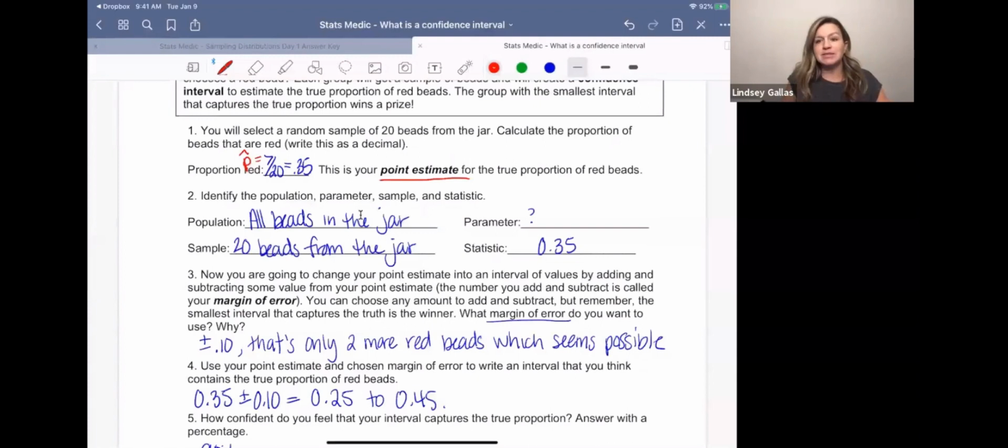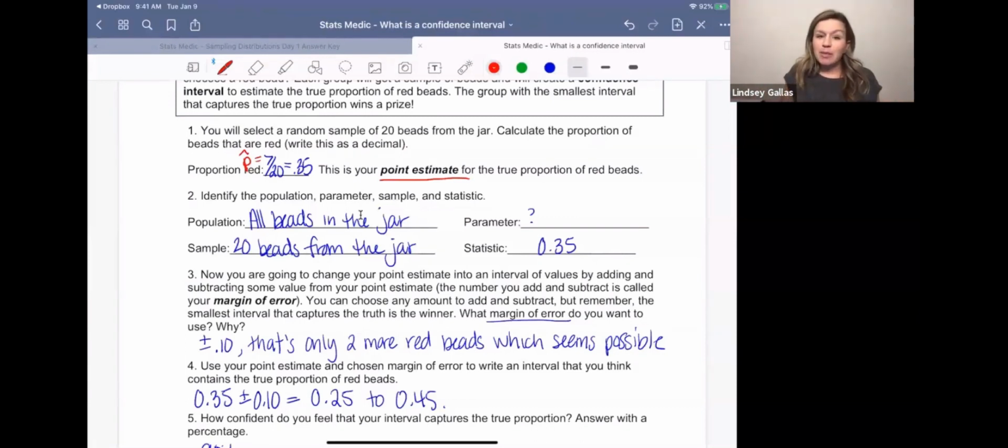When we're talking about a point estimate, we're talking about, okay, you have one sample, and from that sample, you have one statistic. That statistic is our estimate for the truth at this point in time. So we call that our point estimate.